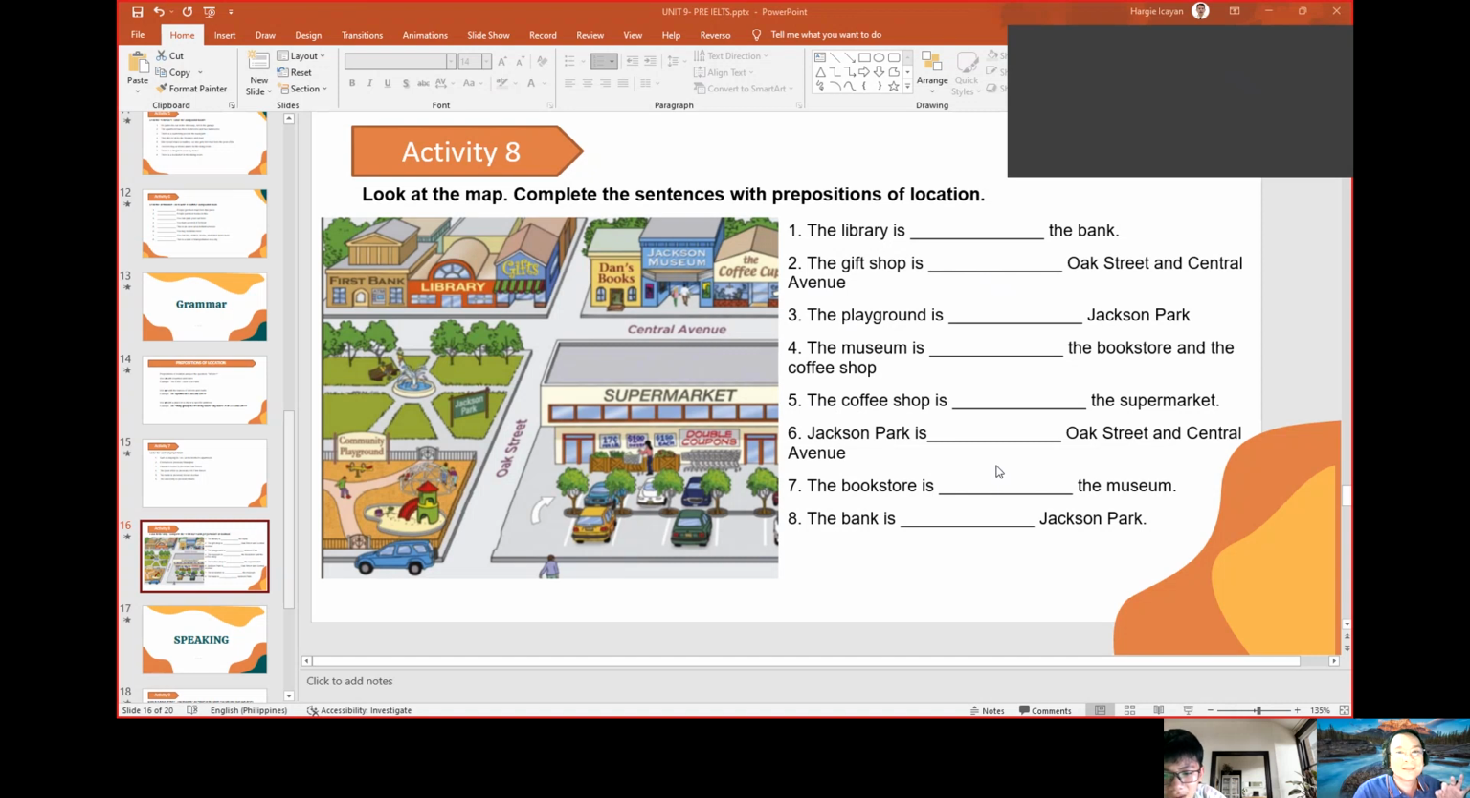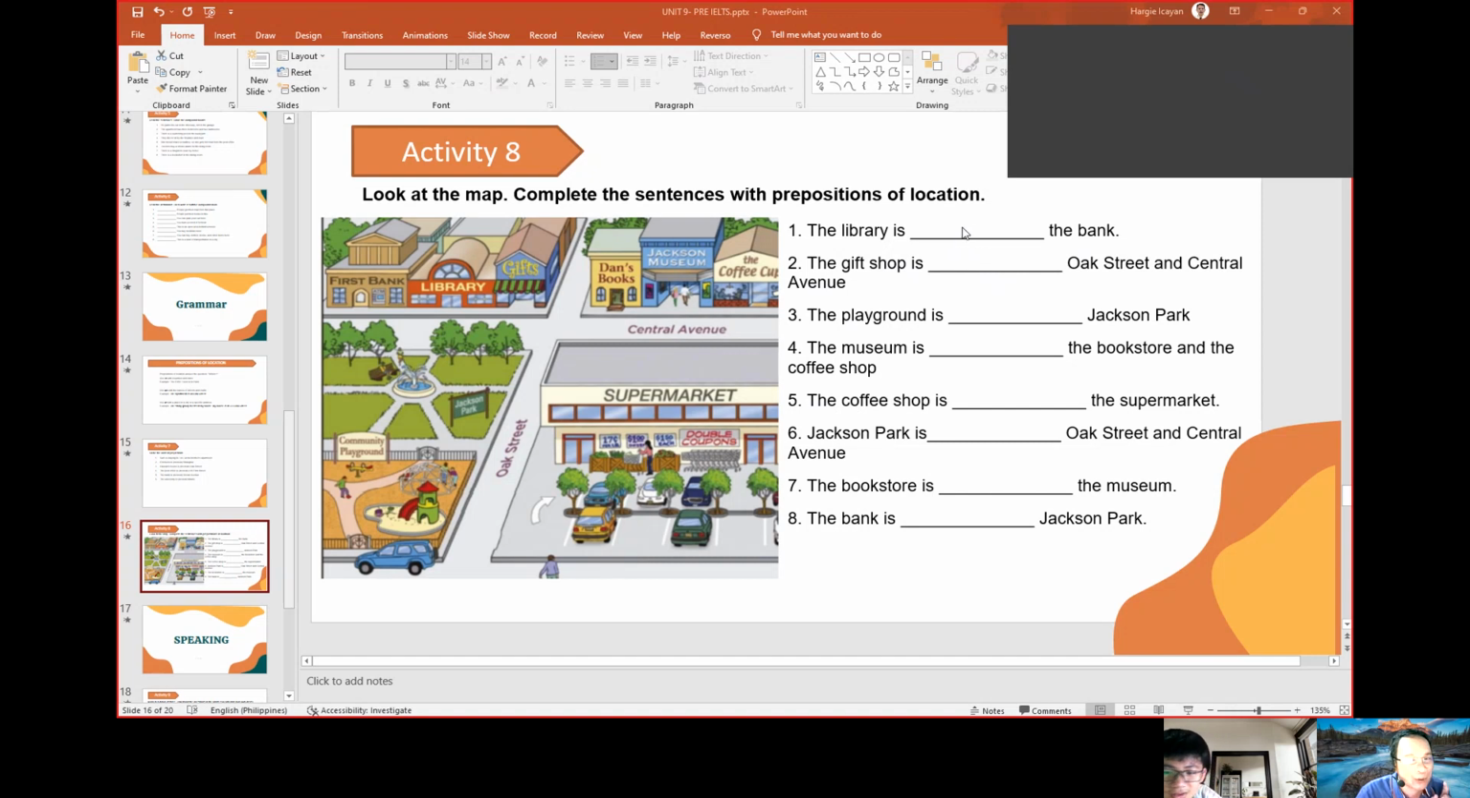The library is next to... Next, okay. Prepositions of location are in, at, and on, right? So we are going to apply in, at, or on here. Talking of the bank, we have to use on, in, or at. What's the correct answer? The library is on Central Avenue with the bank.